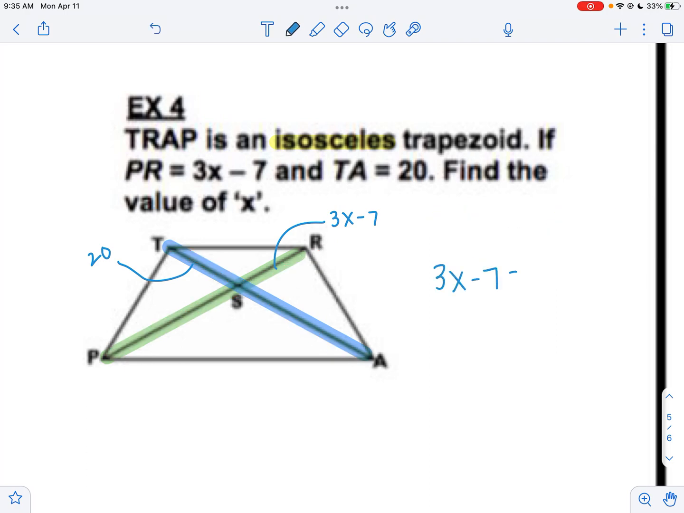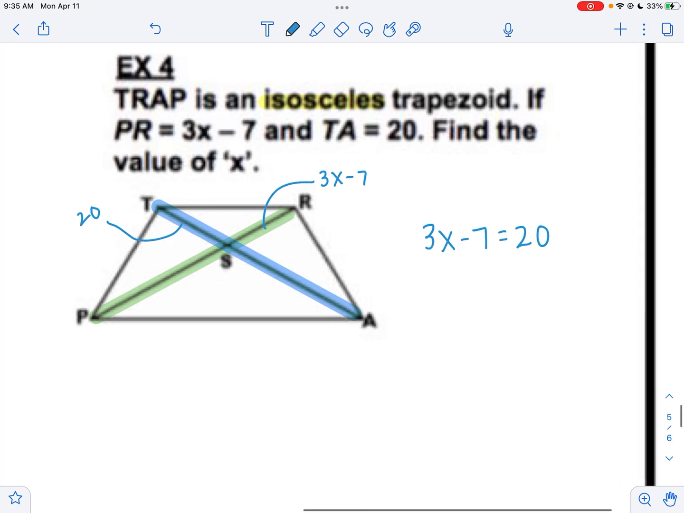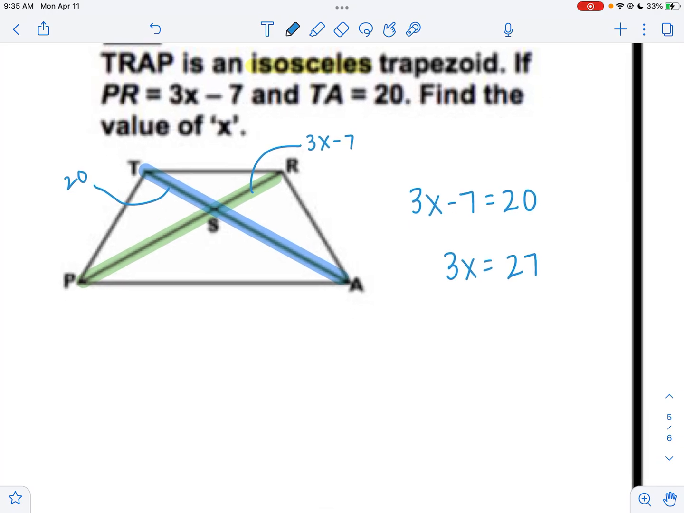3x minus 7 equals 20. And now I'm going to solve for x. So add 7 to both sides. So 3x equals 27. And then to get x, divide both sides by 3. So x equals 9.